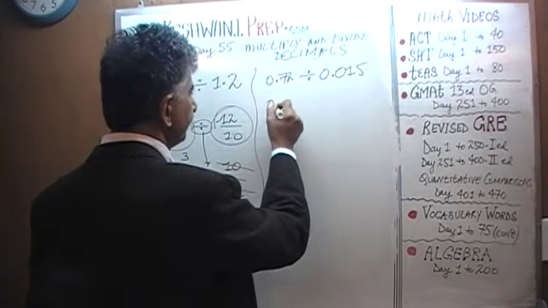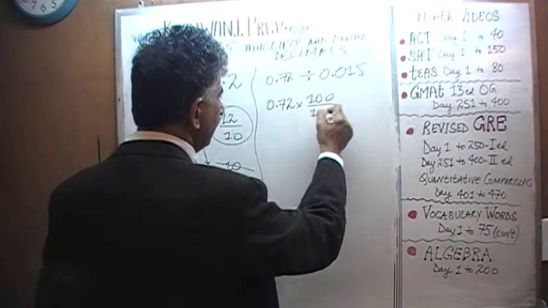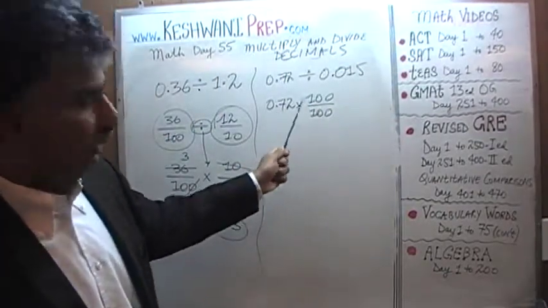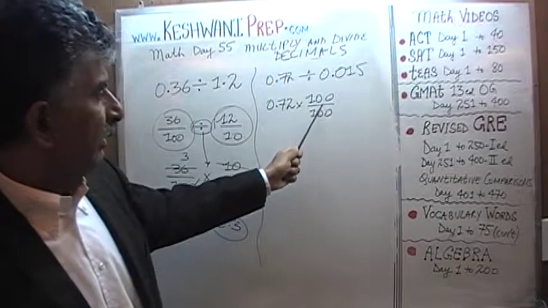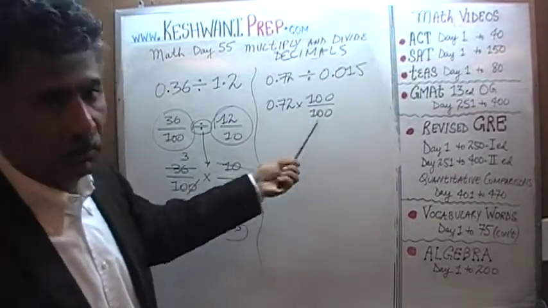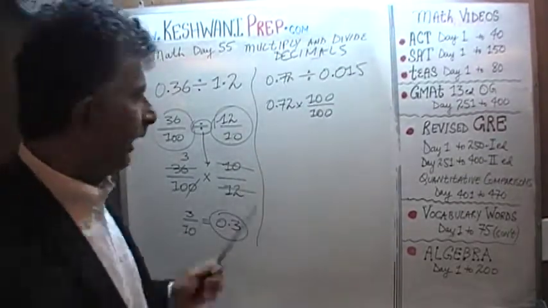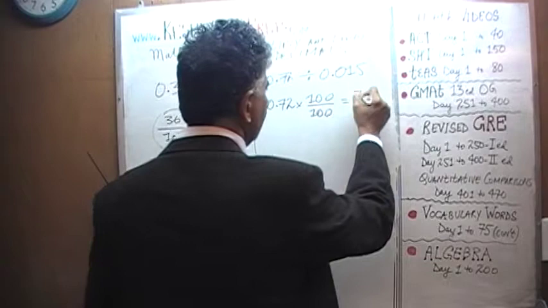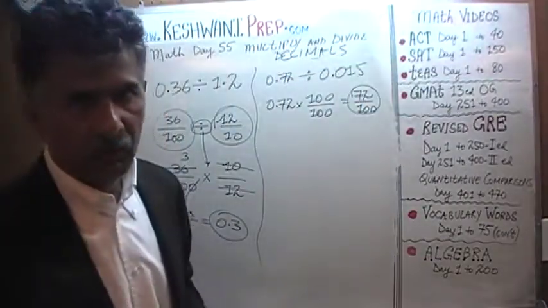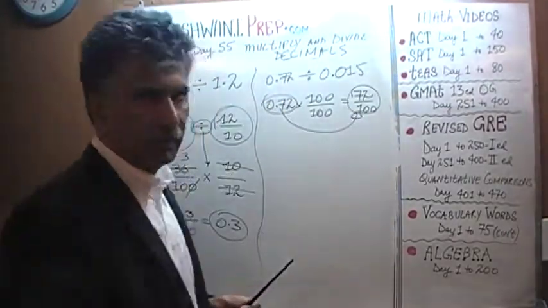0.72 can be multiplied top and bottom by 100. When we multiply the top by 100 and the bottom by 100, we're not changing anything, we're just multiplying 0.72 by 1, it's still 0.72. But now we have 100 times 0.72 on the top, which becomes 72 over 100, which was not a big deal at all. Of course, we know that 0.72 is 72 over 100.